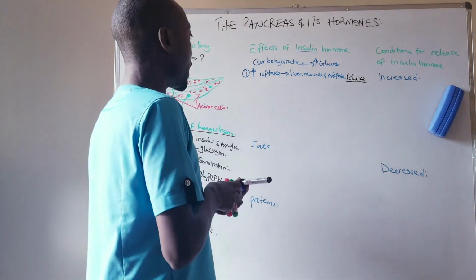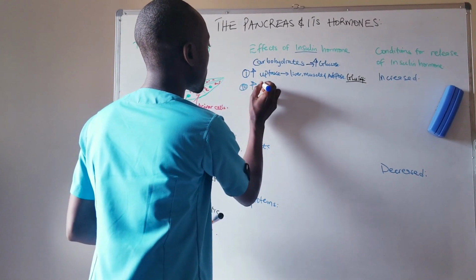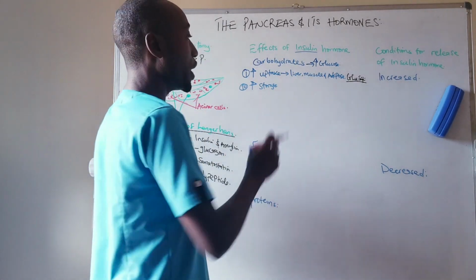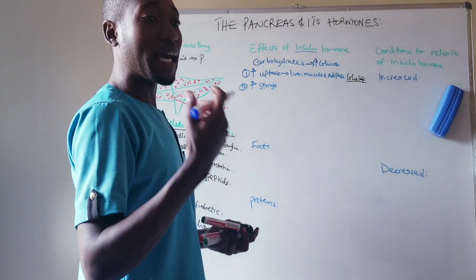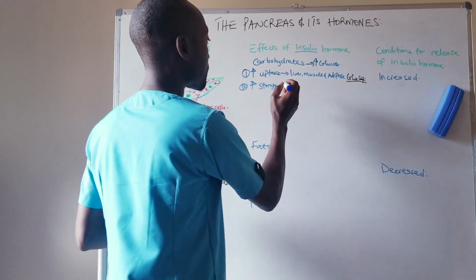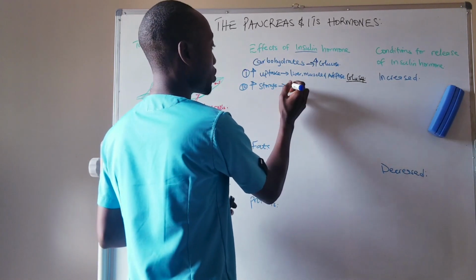Okay, so the second one is that it is going to increase storage of glucose. The liver is the biggest storage site of glucose. And therefore in the liver, this glucose is going to be turned into glycogen.